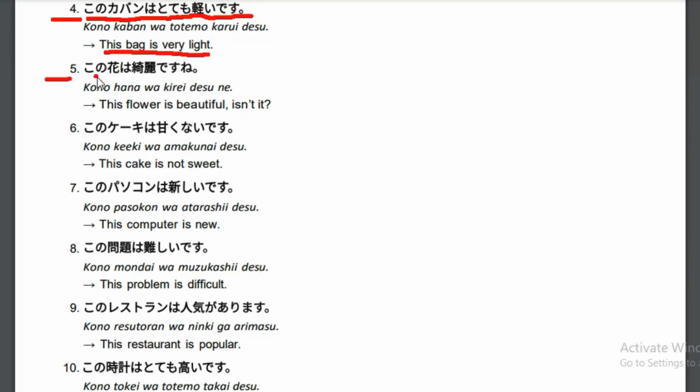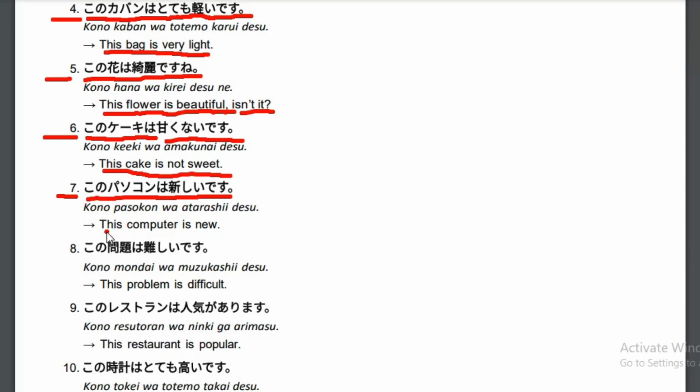The next example is kono hana wa kirei desu ne, means this flower is beautiful, isn't it? The next is kono keiki wa amakunai desu, means this cake is not sweet. The next example is kono pasokon wa atarashii desu, means this computer is new.